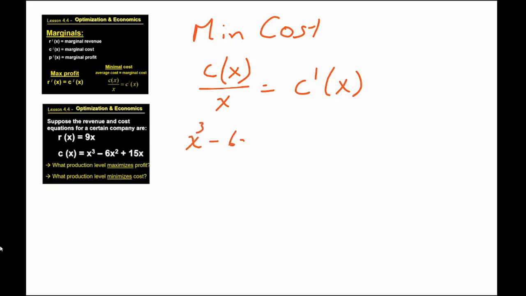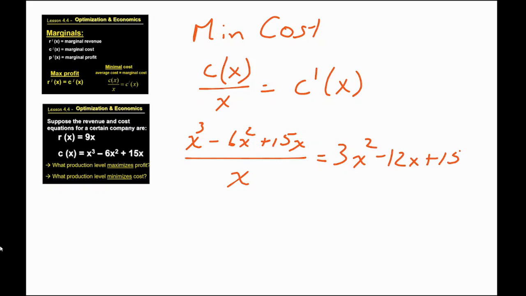x cubed minus 6x squared plus 15x. And we're going to divide that by x. That's always how you find an average. You basically take the total and you divide it by how many. And then according to our little fact, we're going to set that equal to the marginal. So, of course, that's the derivative, which we already found in the previous problem.